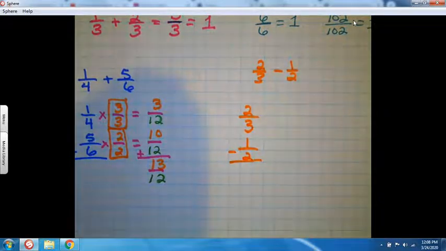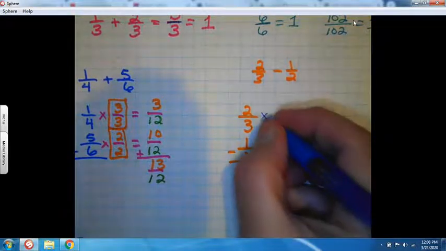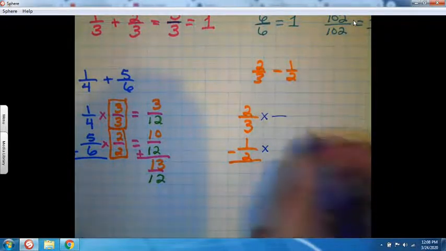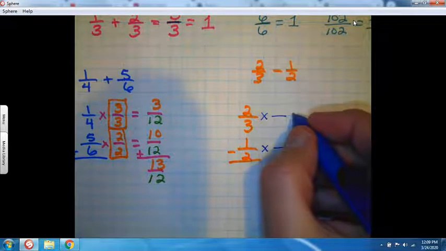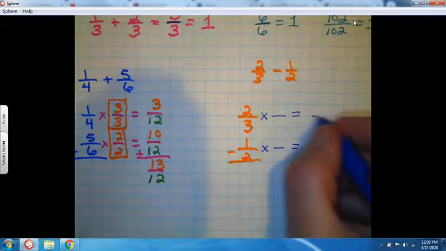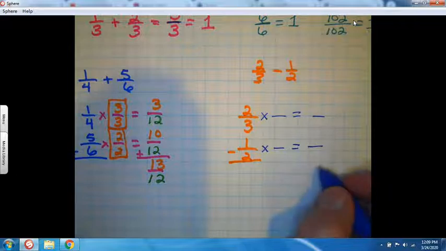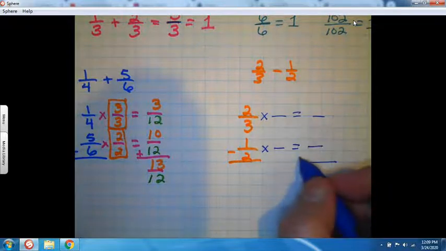Okay, let's set it up. So times, times, line, line, equals, equals, line, line. Big line, copy your sign, little line.